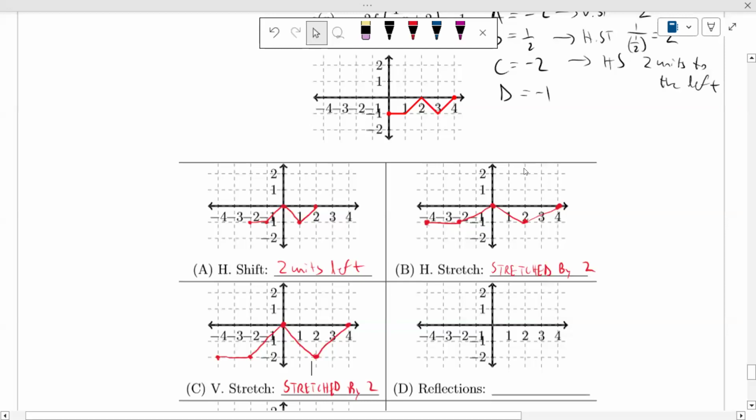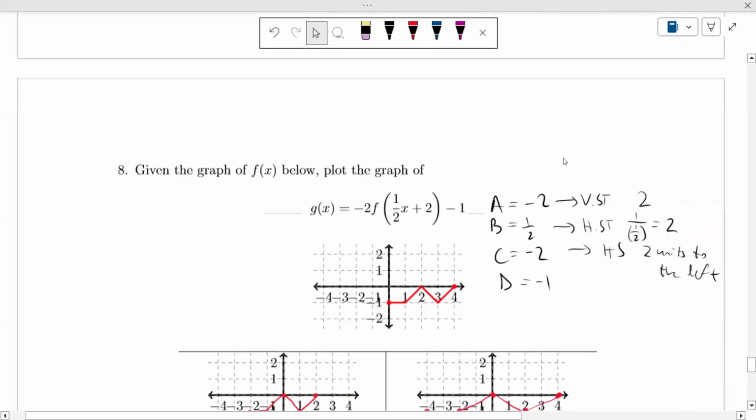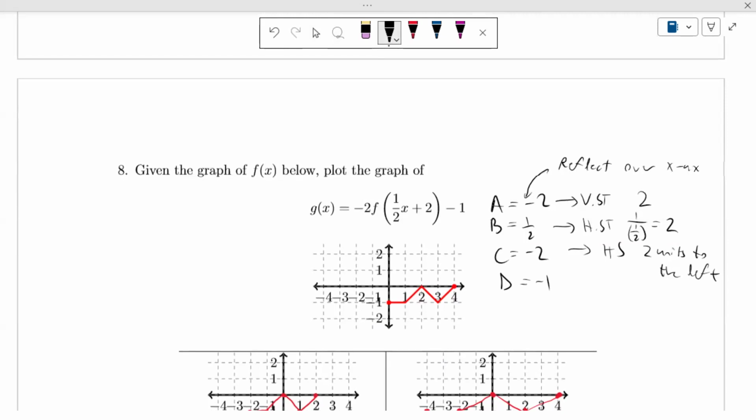So then now let's look at the reflections here. Like we noted before, we have a negative sign on our A over here, so that's going to correspond to a reflection over the x-axis. You're going to flip it upside down. That's a reflection over the x-axis.